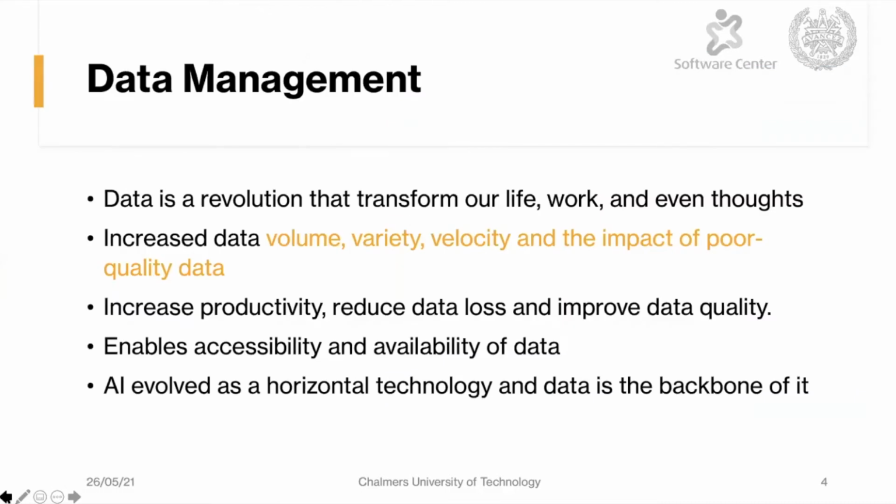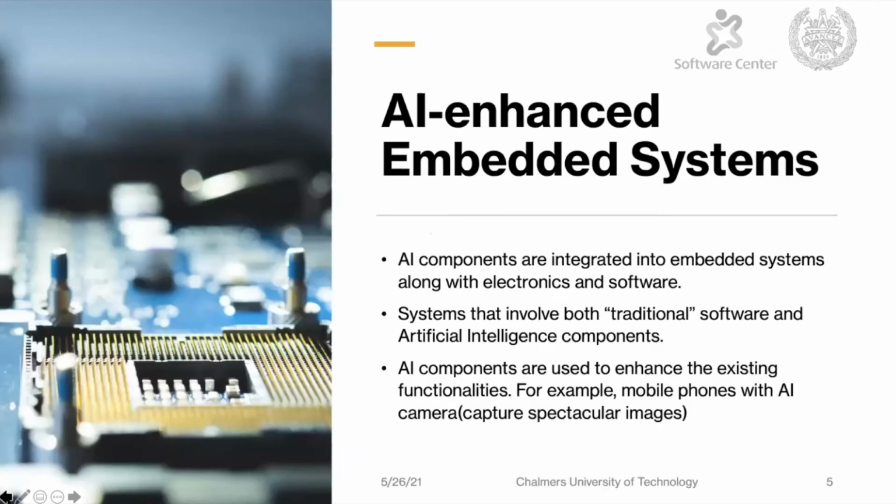So to set some context, we all know that data is a revolution that has the capability to transform our life, work, and even thoughts. Increased data volume, data variety, data velocity, and the impact of poor quality data are some of the significant challenges that are encountered by the practitioners from the industries. Data management can help to increase the productivity, reduce data loss, and improve data quality. And it also enables accessibility and availability of data. And we know that now AI has evolved as a horizontal technology, and data is the backbone of it. So this also adds to the importance of data management.